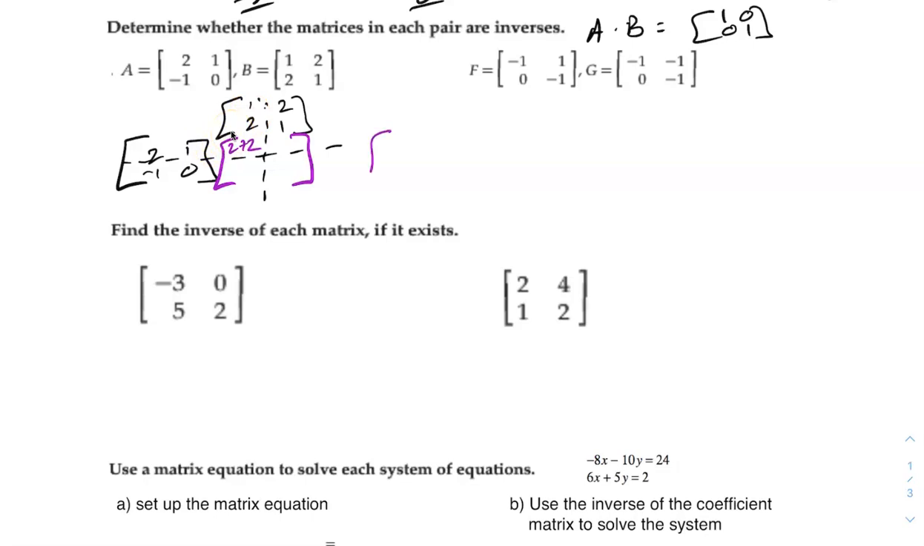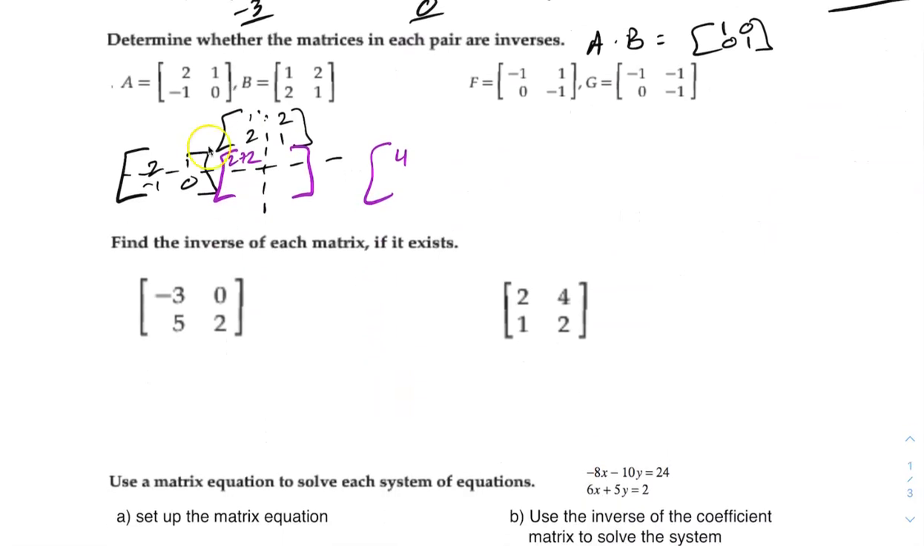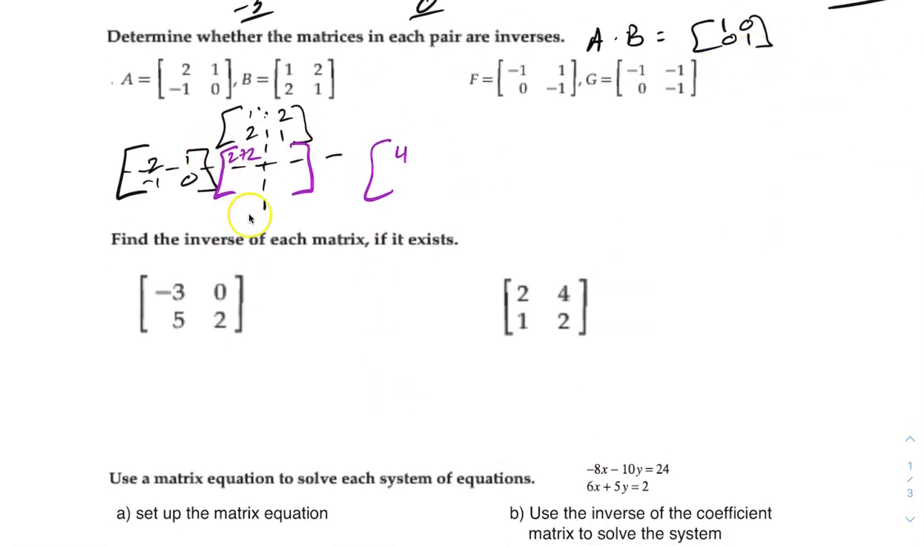And I got news for you. I already got a 4. So I'm going to stop there. These two are not inverses, right? To be inverses, you got to get 1, 0, 0, 1. I got 4. So no. My guess is the next one will be.